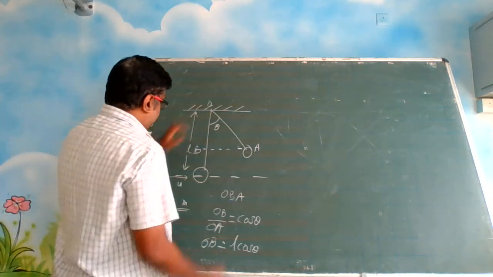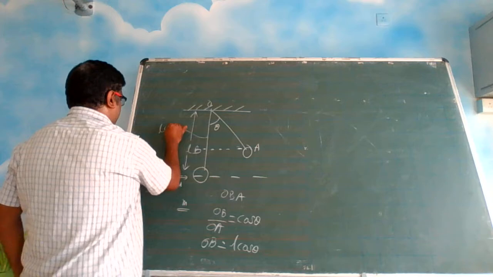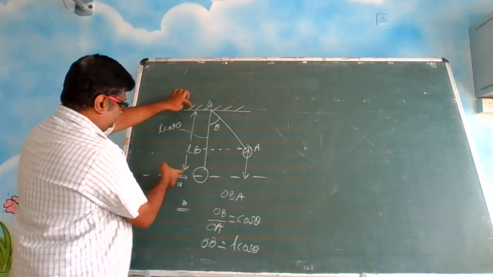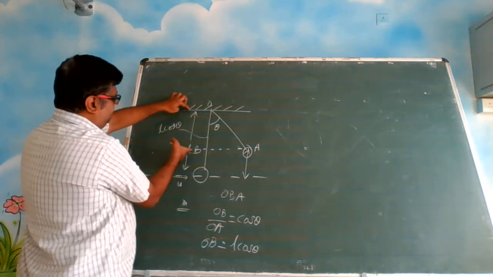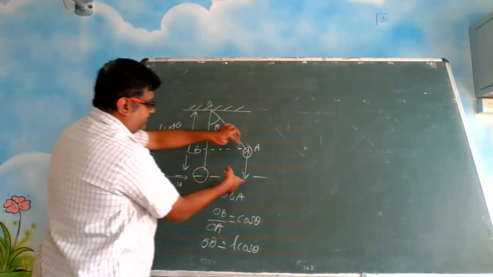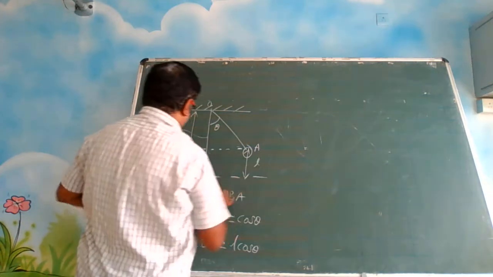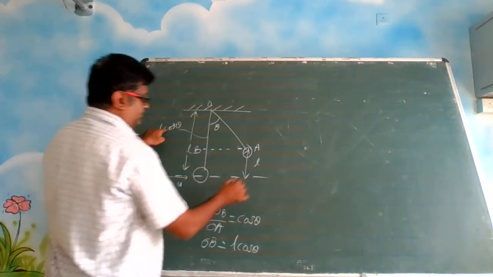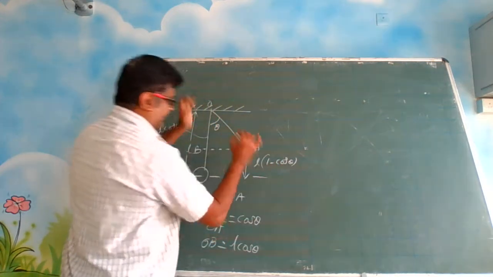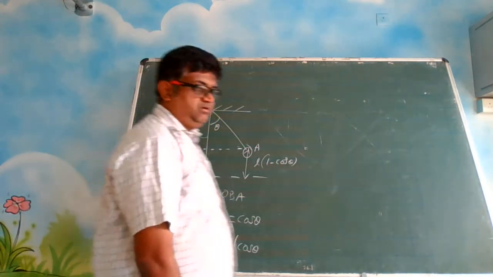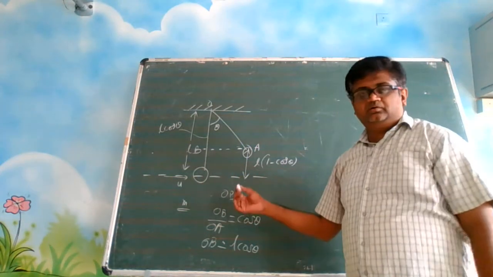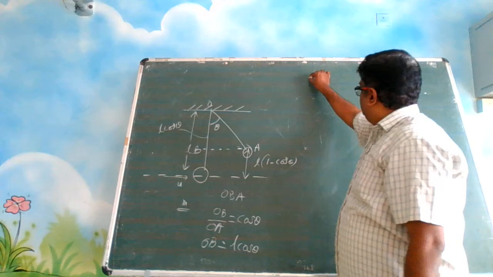Now you know OB is L cos theta. So what is this length now? It is L minus L cos theta. Like 5 minus 3, 2. So it is L into 1 minus cos theta. This height is L into 1 minus cos theta. Okay. So we will apply the law of conservation of energy.